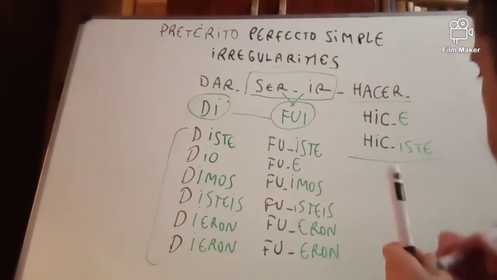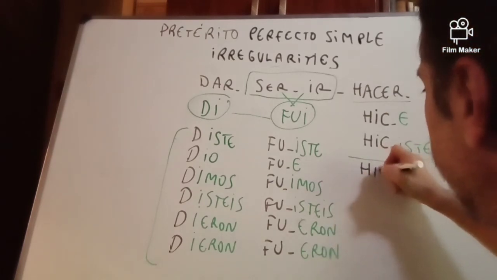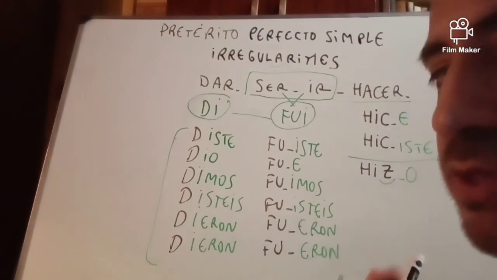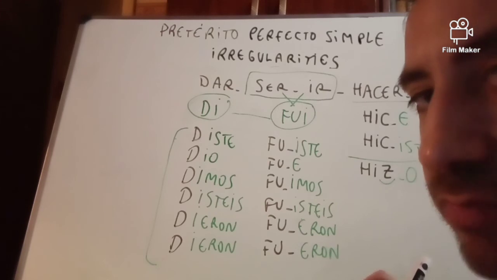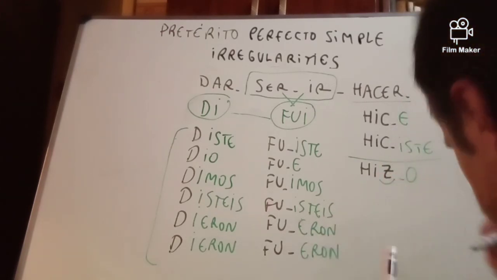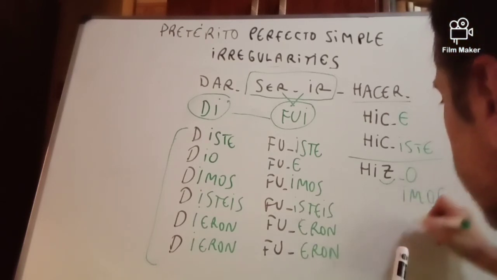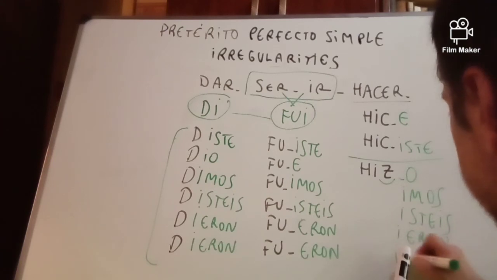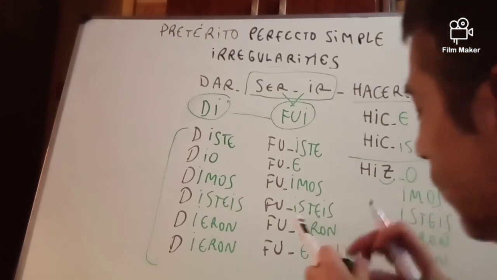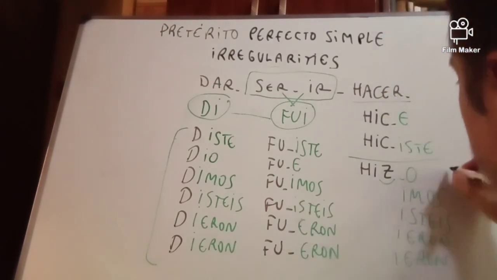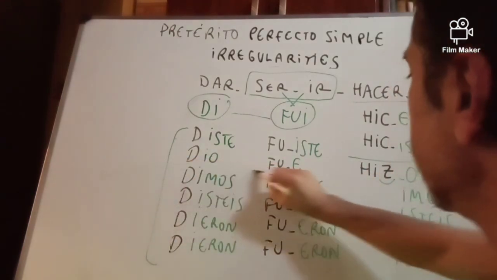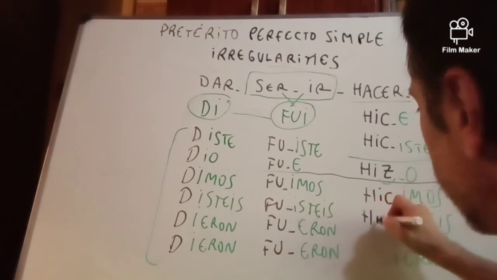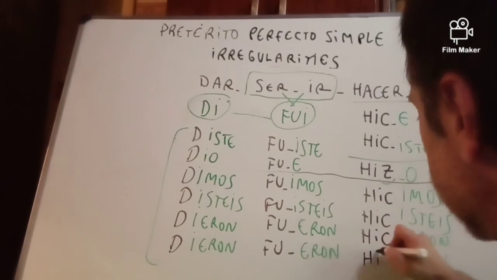In this case, the vowel that follows is an O, so we have to say él, ella hizo. We have to put a Z because otherwise we'd say "hico," and it's hizo. Hicimos, well, I'm going to write the endings first. Hicisteis, hicieron. So we'll only have to put a Z instead of a C for the third person in the singular, and for all the rest we'll use the C. We made or did, nosotros, nosotras hicimos, vosotros, vosotras hicisteis, ustedes hicieron, ellos, ellas hicieron.